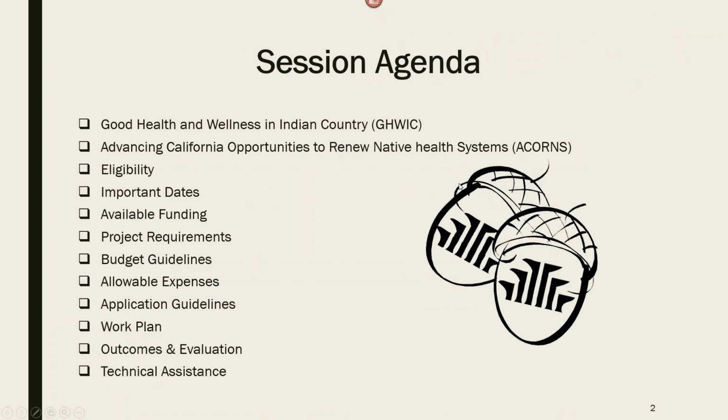This right here is our session's agenda. I kind of went over what GVIC is and what ACORNs does. We'll talk about the eligibility, the important dates, the funding availability, the project requirements, budget guidelines, what is an allowable expense, and application guidelines, work plan, outcomes and evaluation, and what we're offering for technical assistance.